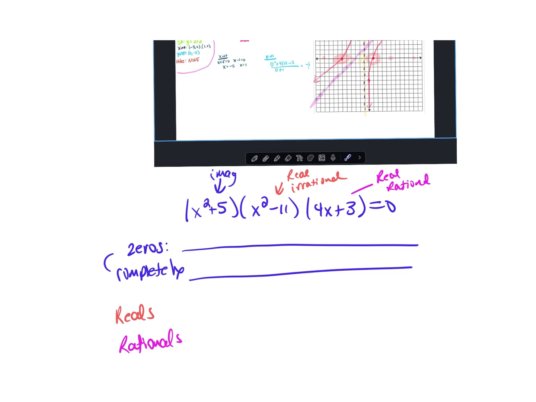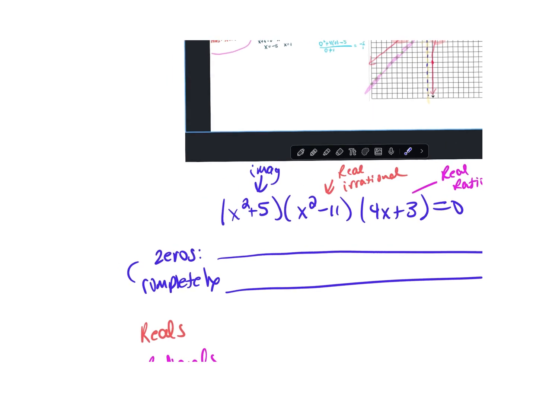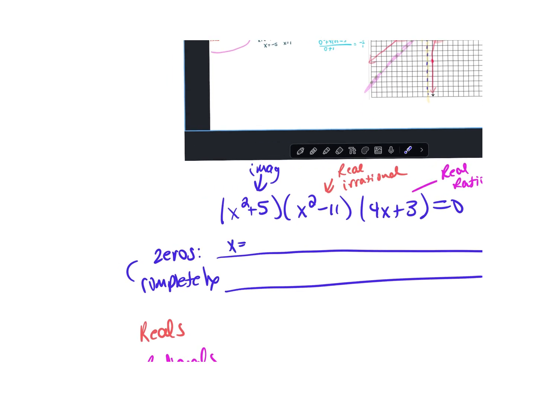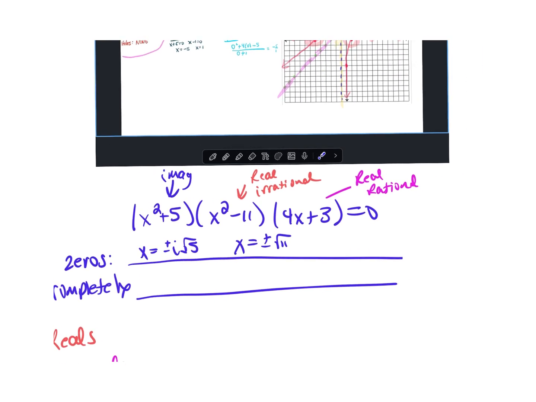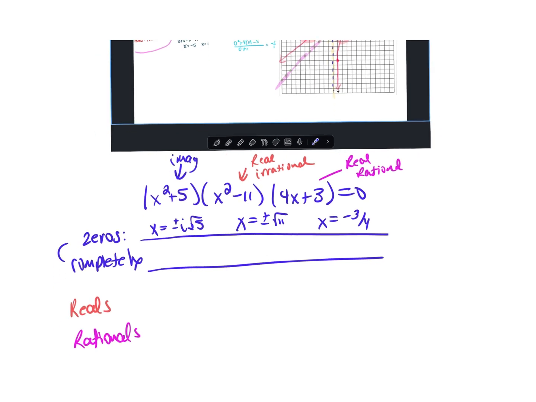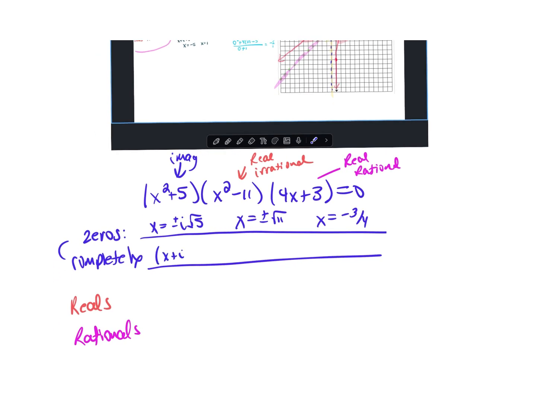So if you're going to factor completely, you set everything equal to 0 and solve it. So I would get here x equals plus and minus i root 5, because we'd move 5 to the other side, take the square root. Here, I would have x equals plus minus square root of 11. And then here, I would have x equals negative 3/4, okay? So if you are to find those zeros, found them all, there's 5, and then put it into parentheses. This would be x plus i root 5, x minus i root 5. x plus the square root of 11, x minus the square root of 11. And then your 4x plus 3.